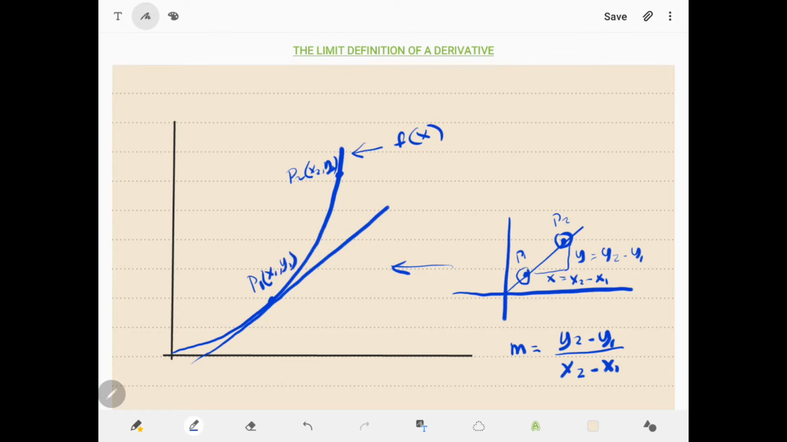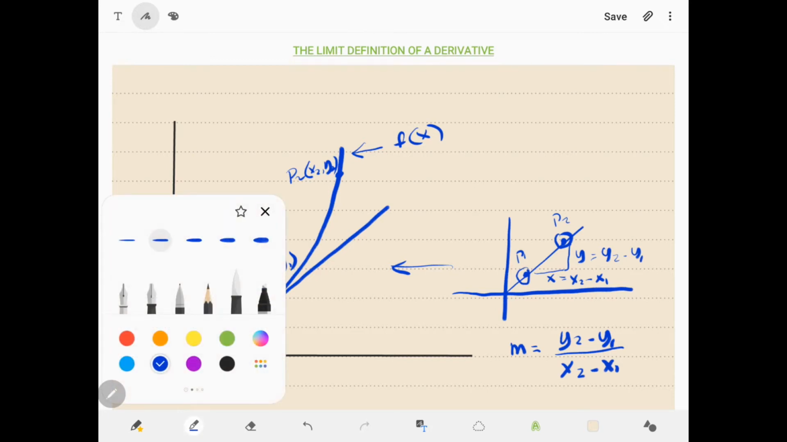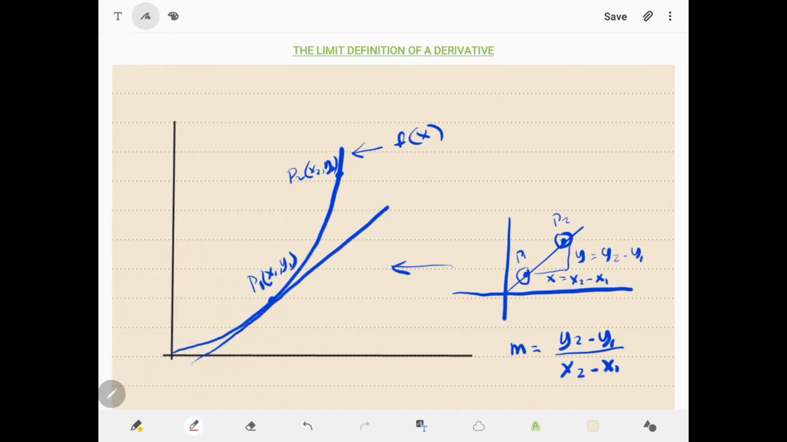If we draw from point 1 to point 2, this is not the exact representation of what we are going to solve because this is a secant line. As I have said, we are going to solve a tangent line with respect to point 1. So that's a problem now.